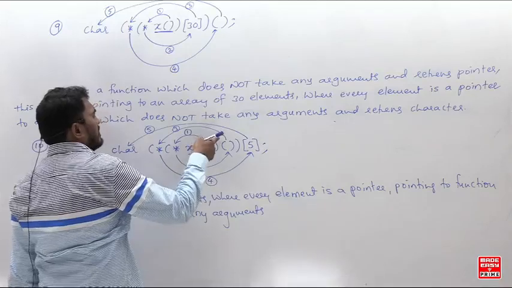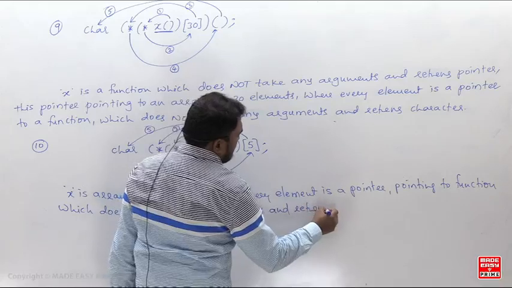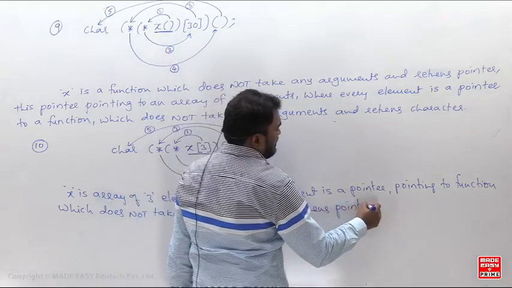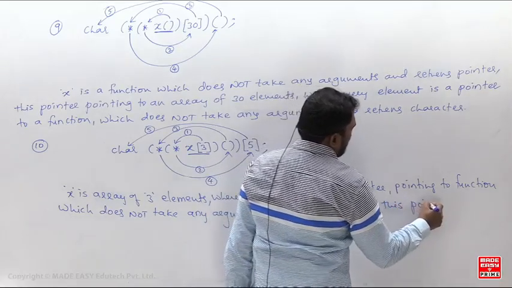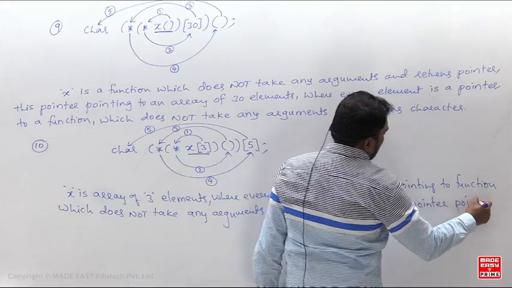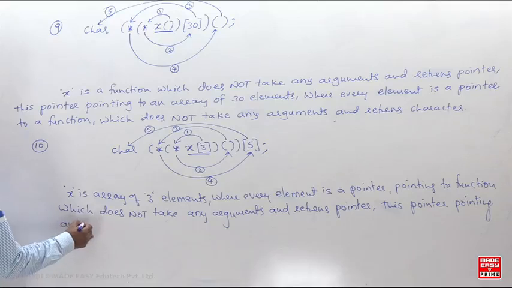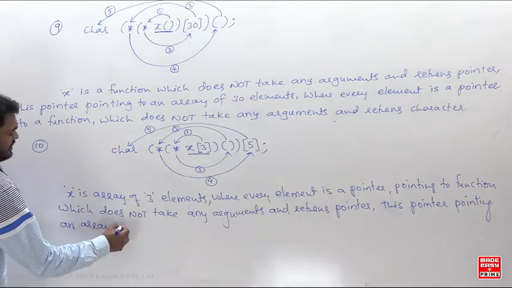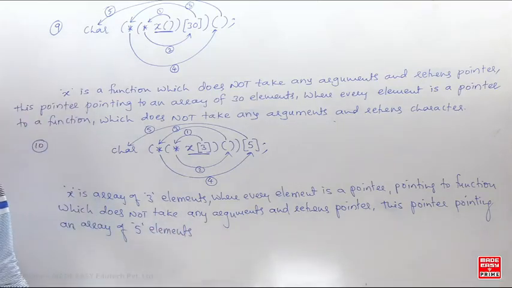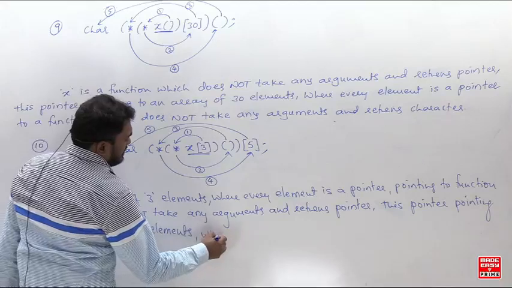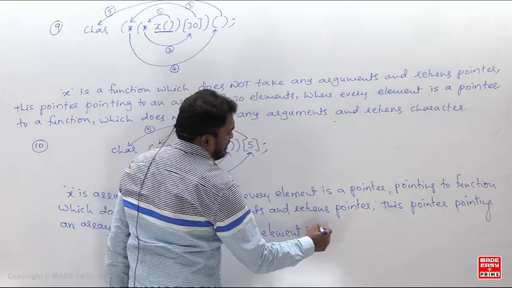Okay, it is not taking arguments, and it is returning what? A pointer. This does not take any arguments and returns a pointer. Okay, and next this pointer, what is that pointer doing? This pointer is pointing to an array of 5 elements. This pointer is pointing to an array of 5 elements where every element is a character.